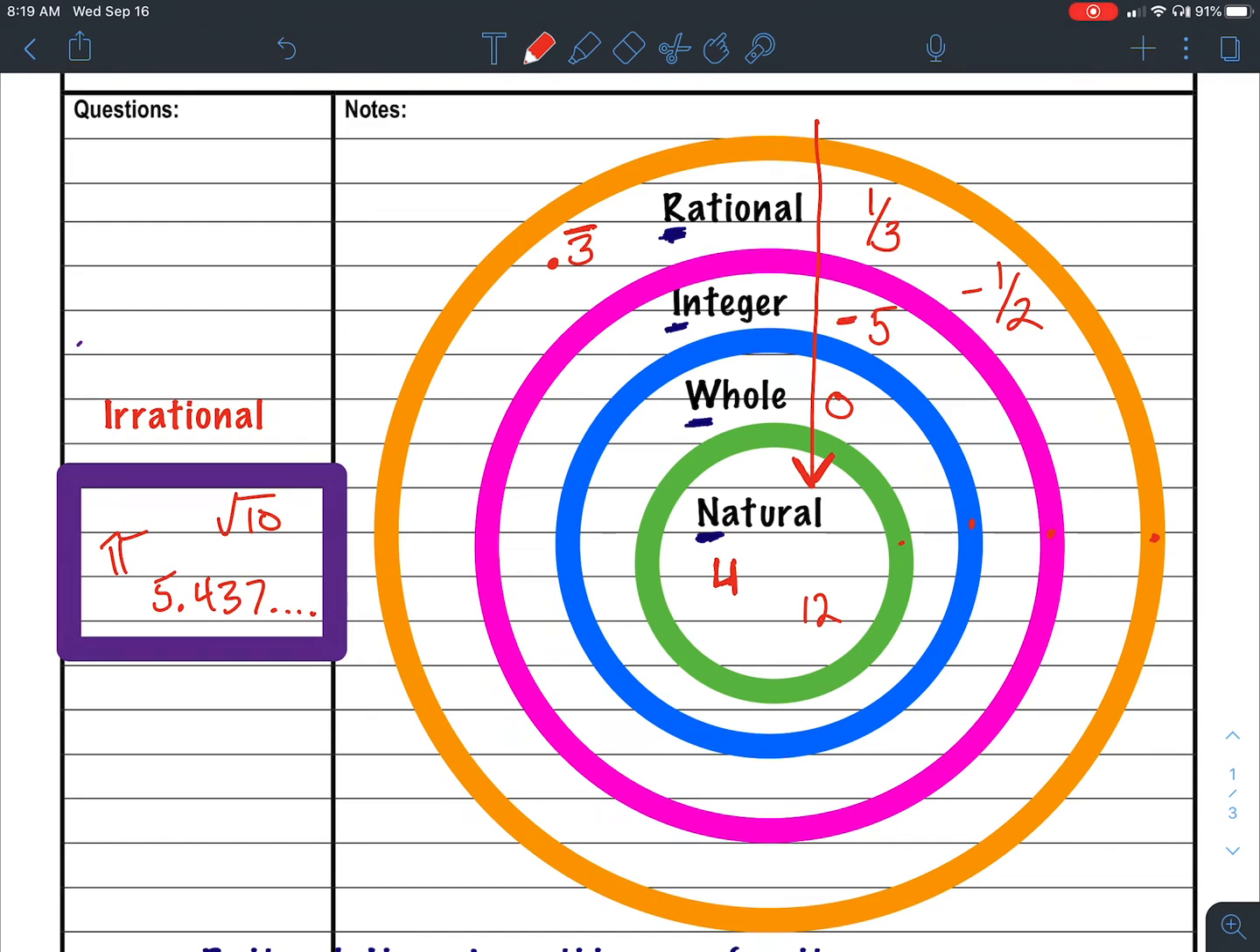Let's look at -5 as an example. So -5 is a rational number because I can write it as a fraction, and it is also an integer. However, because it is a negative, it cannot go in the whole category. So if I was to ask you the most specific category for -5, it would be integer. That's typically what you'll be asked. However, if I asked you all of the classifications, you would tell me integer and rational, because notice how my pink integer circle is inside of my orange rational circle. So all integers are also rational.